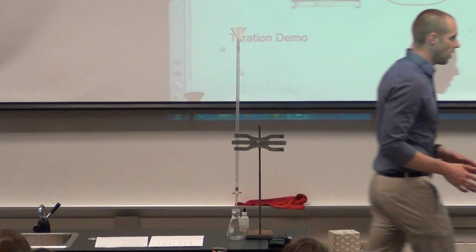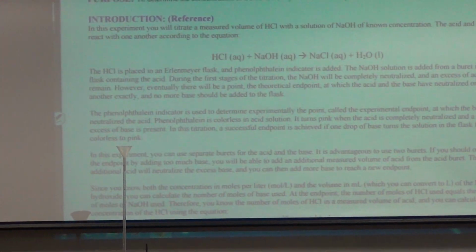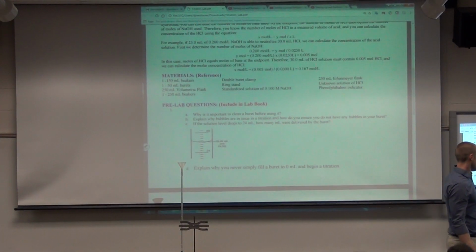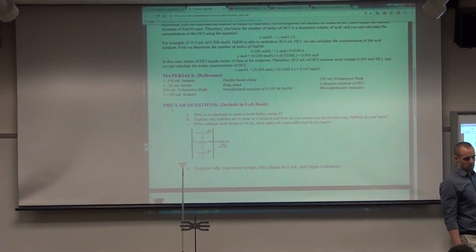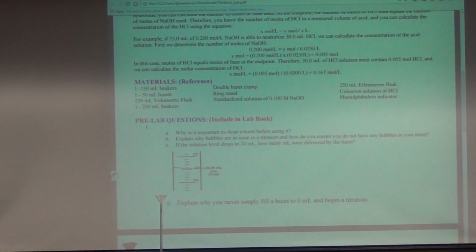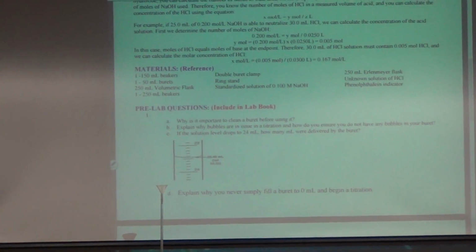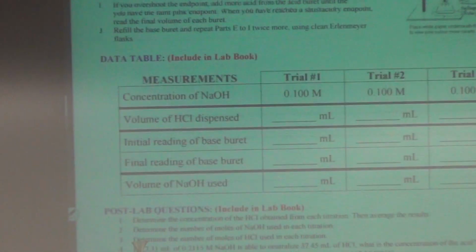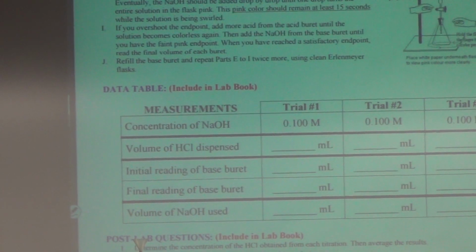Okay, very last thing, and then you're going to have a little bit of time to work here. If we take a look at the lab sheet, anything that's purple on here is for reference. Anything where you see red like this, that needs to be included in your lab notebook. So you need the pre-lab questions, a procedure, and this data table for Friday.